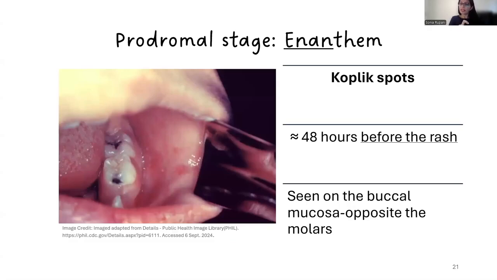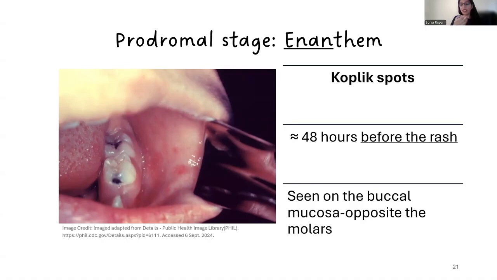During this prodromal stage, we also see enanthem, the Koplik spot. Now, Koplik spots are pathognomonic, which means we only see these with measles. So if we see these in our patient, that's a giveaway that this is measles, especially if your clinical presentation and the history is all supporting the diagnosis.